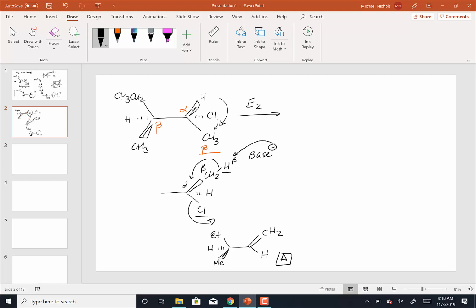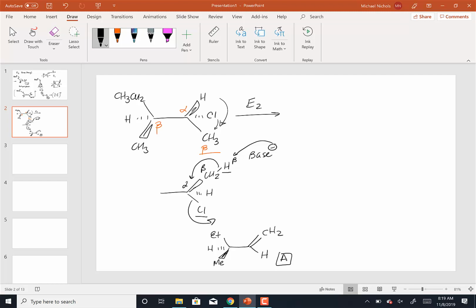So the first step is going to be determine your alpha and beta carbons and beta hydrogens. The second step is to make sure that the beta hydrogen can become anti-periplanar to the leaving group. And then the third step is going to be then to have the base remove that beta hydrogen in its anti-periplanar geometry to give you the product. And then we'll talk about major products here in a minute.